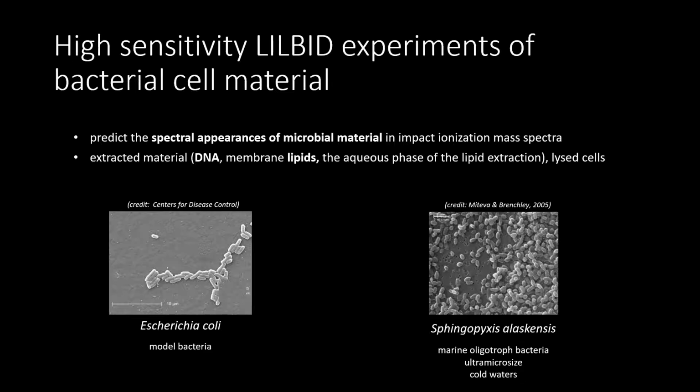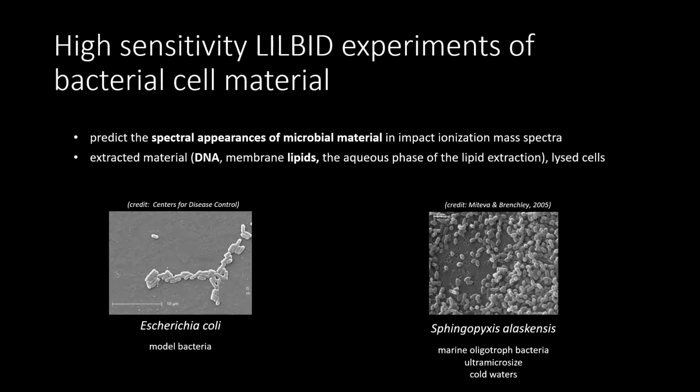So we isolated cell material from two different bacterial species, Escherichia coli and Sphingopyxis alaskensis, in short, E. coli and S. alaskensis. E. coli is a well-studied model bacterium, while S. alaskensis is a marine bacterium that was isolated from Alaska cold seawater. It's an oligotroph bacteria, so that means it can live with low nutrients and is very small inside. It's a very good analog bacteria to potential life forms on icy moon oceans.